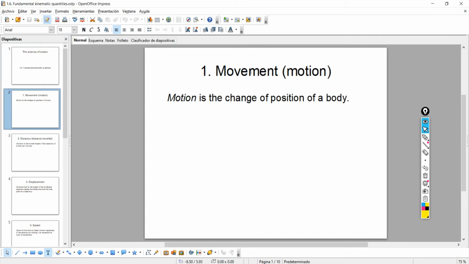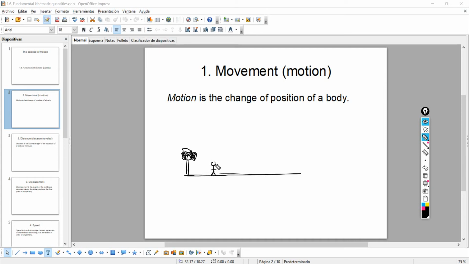The first kinematic quantity is movement, or also known as motion, right? So what is motion? I prefer the word motion. Motion is the change of position of a body. And that's very simply explained in the following way. Suppose you have a street, and, I don't know, you have a tree over here, and you have a person. There you go. So when can you say that this person moves?